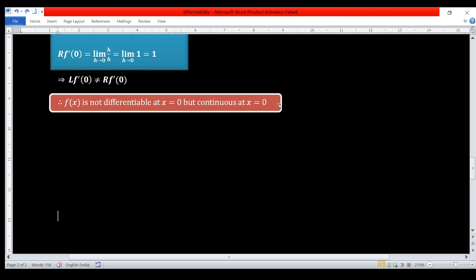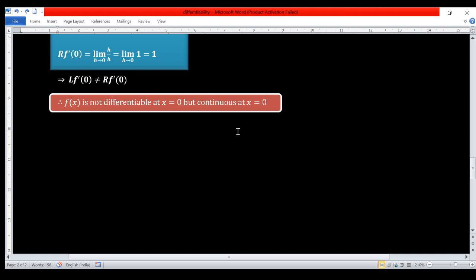See, f(x) is not differentiable at x equal to 0, but it is continuous. So we can say all continuous functions need not be differentiable. But differentiable functions are what? Continuous. Differentiable functions are what?